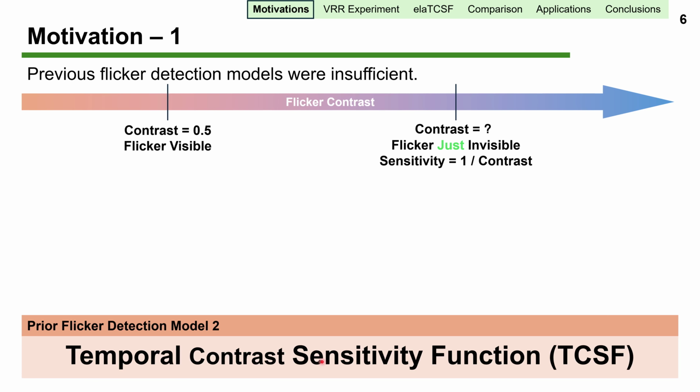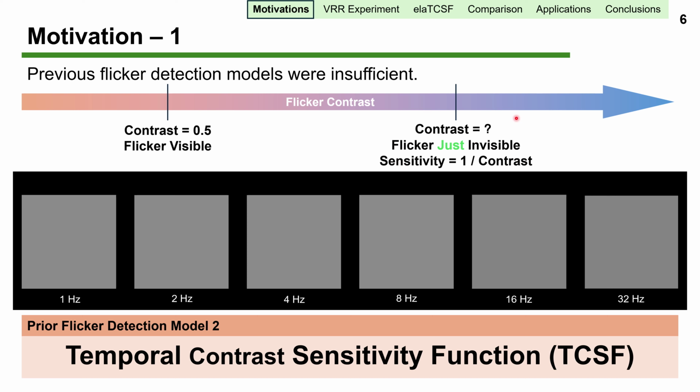To model flicker visibility across different contrasts, the temporal contrast sensitivity function, TCSF, was introduced, describing the relationship between human flicker sensitivity and temporal frequency. Sensitivity is defined as the inverse of the contrast threshold at which flicker becomes just noticeable. Here are flickers at 5 different frequencies. Humans are generally more sensitive to flicker in the 8 to 16 Hz range.